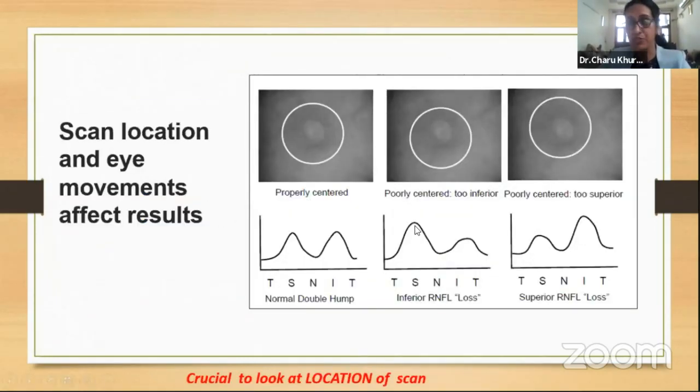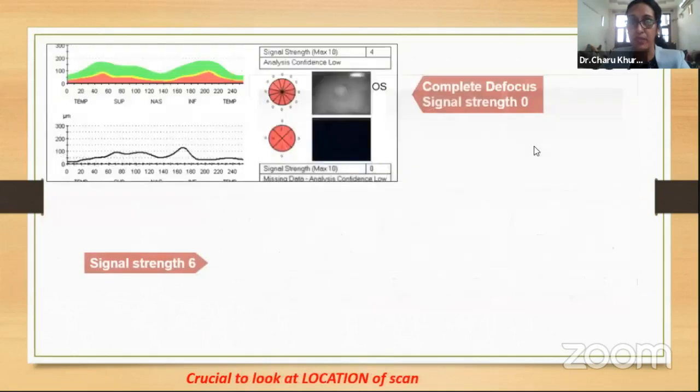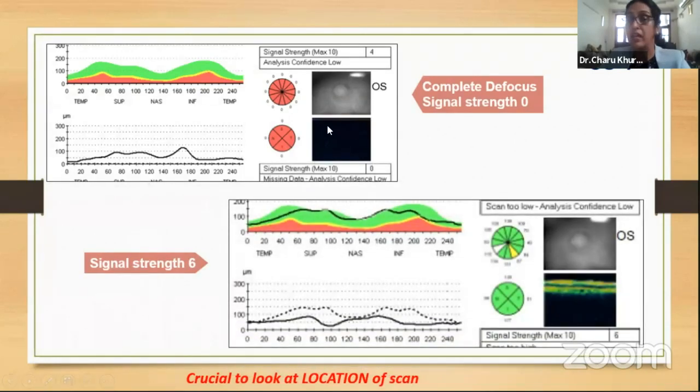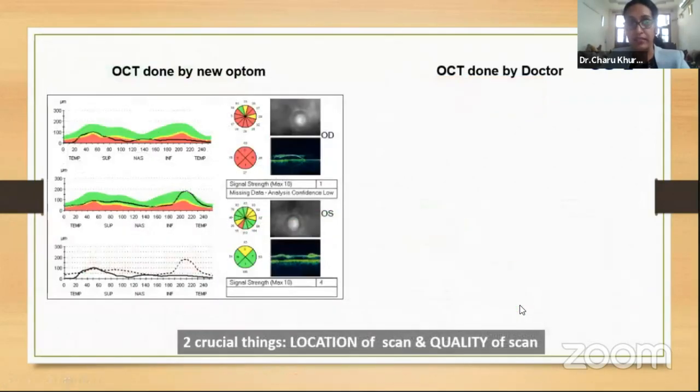A proper centration of the map is very important. So if you have a properly centered scan, you will find the good double hump pattern. But if we have an inferiorly decentered scan, then we'll have inferior RNFL loss, which is erroneous. And similarly, if it is superiorly decentered, we'll have a superior loss. So here is a scan which appears as an area of increased RNFL loss, but here the location is not appropriate. And once you've done the RNFL scan again, we find that this is actually a normal RNFL thickness.